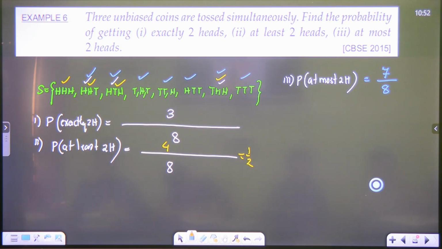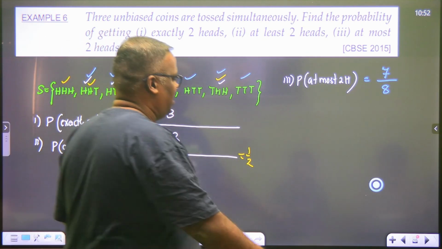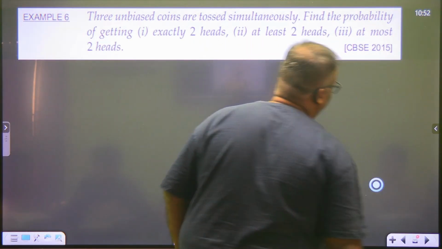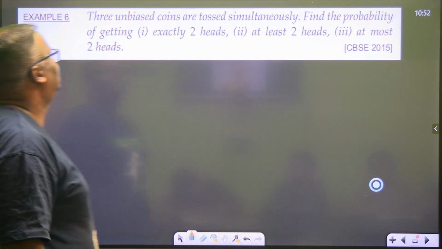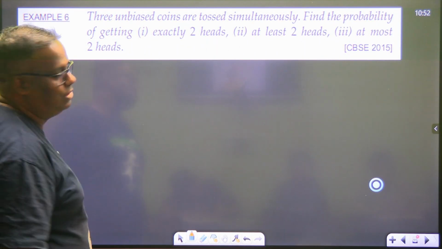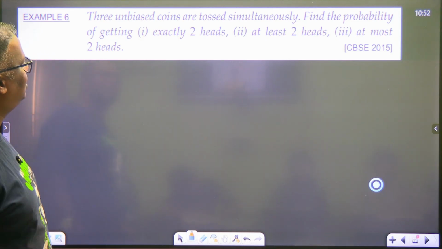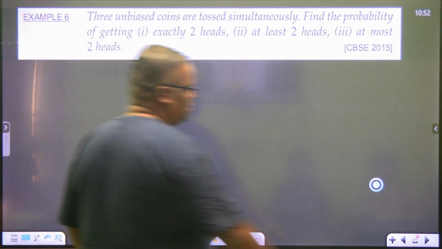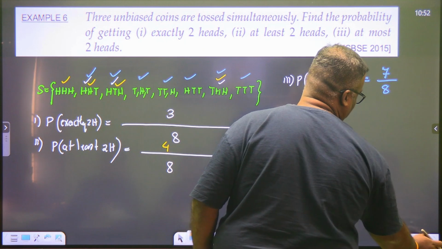कर पा रहे हैं अभी? Shall we look at the next one? Okay. Next. This you all do. I think it's the same problem. Okay, it's the same problem. It was the same problem. Yeah, 2015. So it's the same problem.